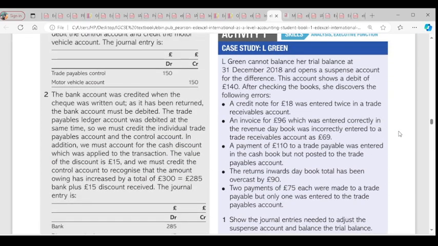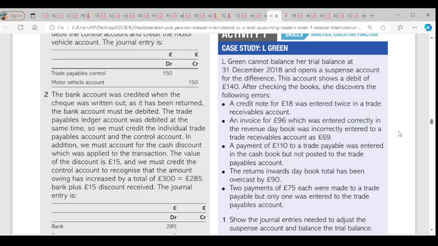Here it said, Earl Green cannot balance her trial balance at 31st December 2018 and opens a suspense account for the difference. The account shows a debit of 140 in the suspense account. So that means the debit side of the trial balance prepared by Earl Green is smaller than the credit side. So that is why it's having a debit entry as the suspense account.